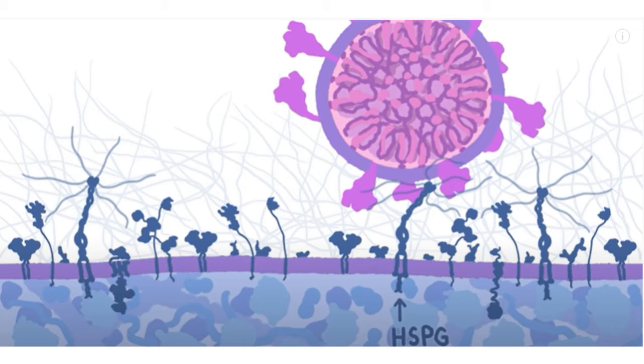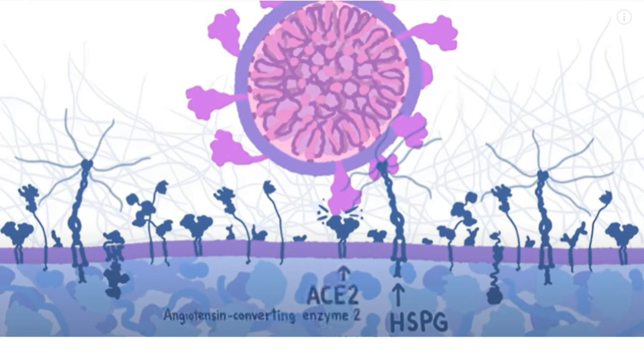HSPG brings one of the coronavirus's spike proteins close enough to bind to a type I transmembrane protein, ACE2. Many of the proteins responsible for catching the virus all have normal jobs. For example, HSPG works to form new blood vessels, and ACE2 regulates blood pressure.